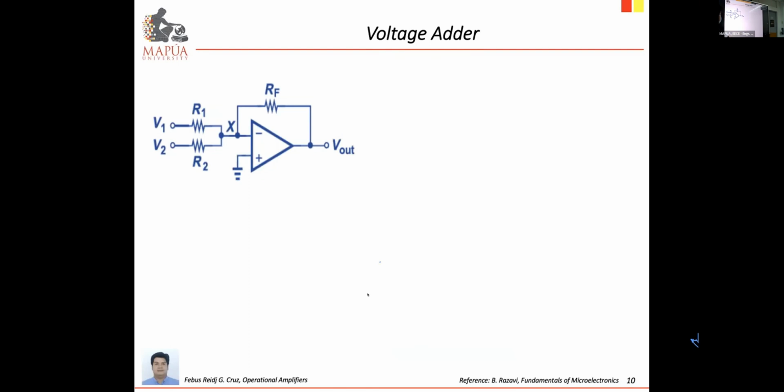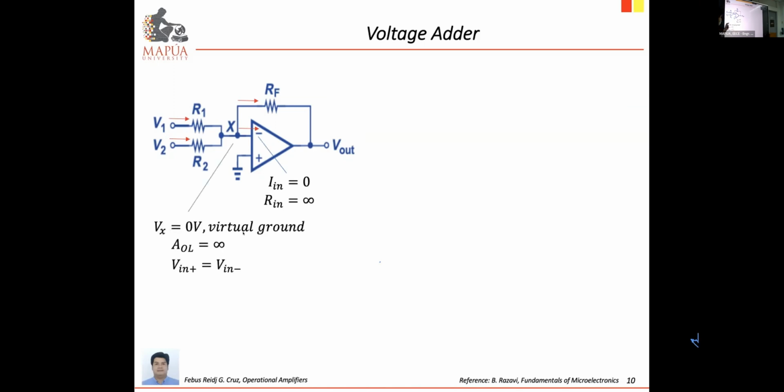Okay? So for this example, we have 2 inputs, V1 and V2, connected to the inverting input using R1 and R2. Then again, you have the feedback resistor RF. So for our analysis, V1 and V2 will provide current through R1 and R2. Then at node X, it will become input current to the op-amp and current along the feedback resistor. Then again, with very high input resistance, we always assume the input current of the op-amp to be equal to 0.